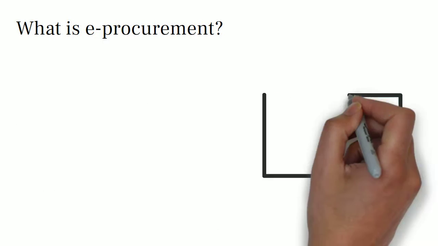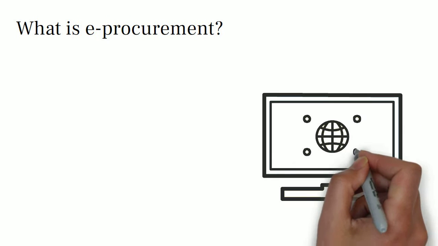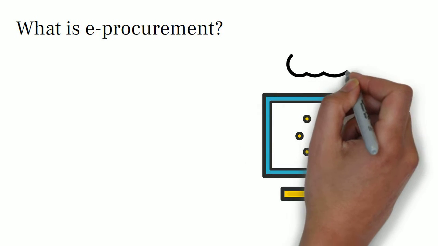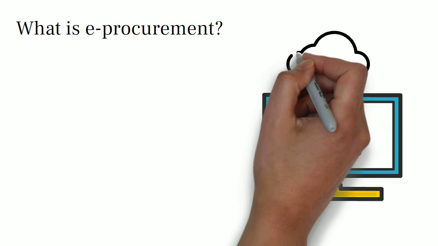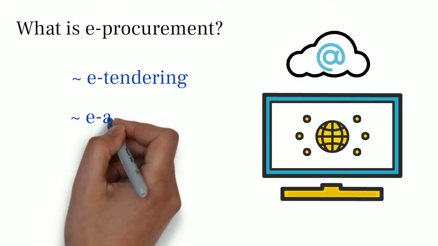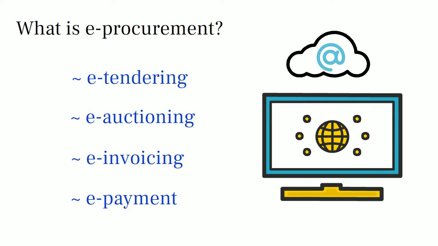E-Procurement is a technological advancement within the construction industry that simply means to carry out processes online and through information and networking systems. E-Procurement may include processes such as e-tendering, e-auctioning, e-invoicing, e-payment, among many others.